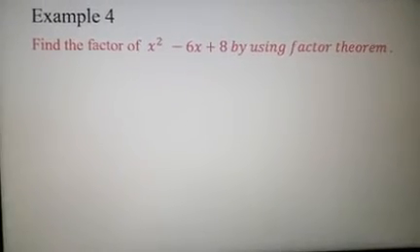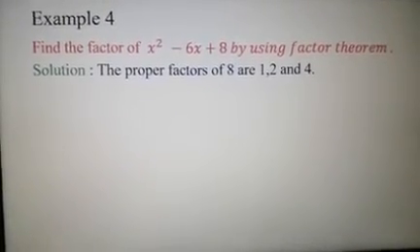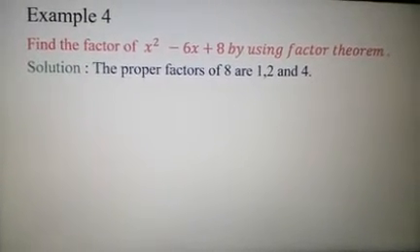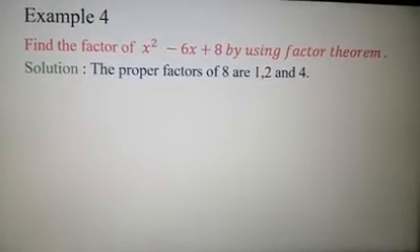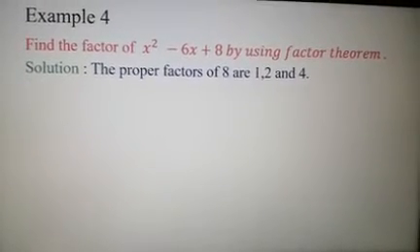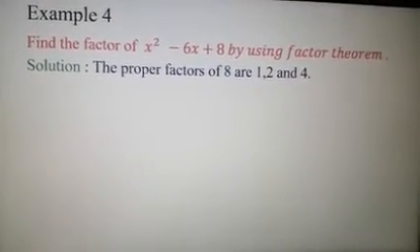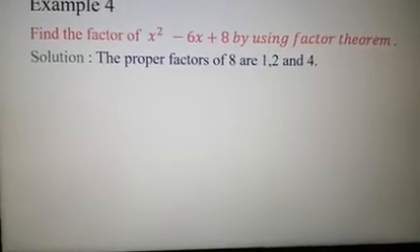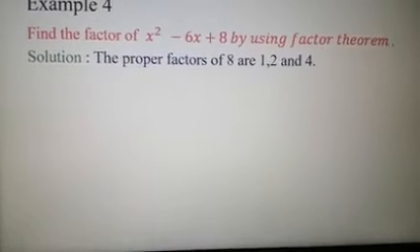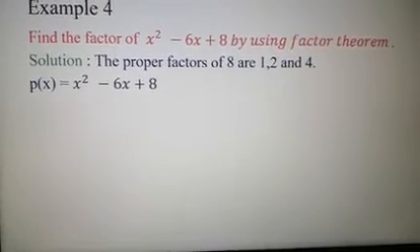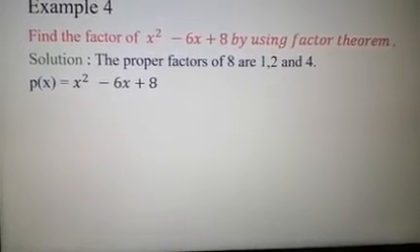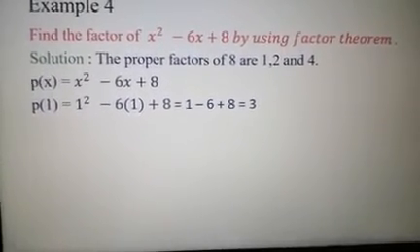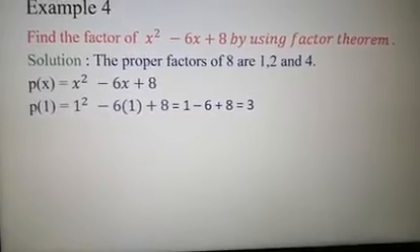So you are going to find all the factors of 8. I'll be finding the proper factors of 8. So what are the proper factors of 8? They are 1, 2 and 4. So once you find the proper factors of 8, you're supposed to start finding the values now. So p of x is x square minus 6x plus 8. First find p of 1. When you find p of 1, the value I'm getting is 3.